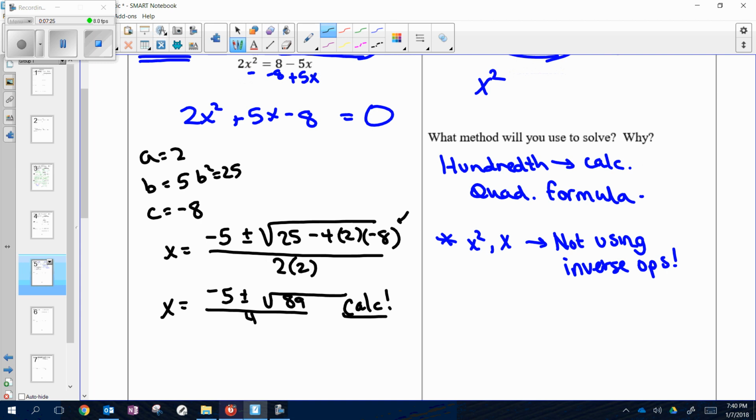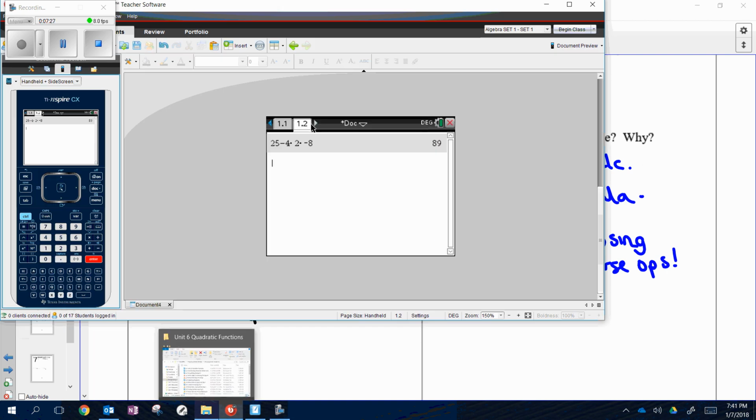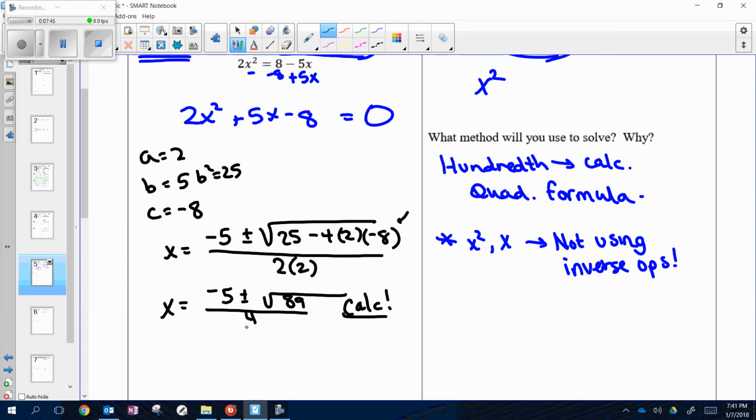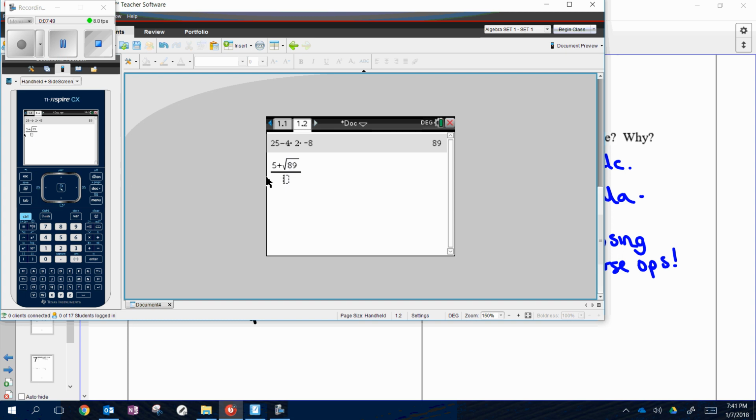So -5 plus the square root of 89 is all going to be on the top of the fraction. And on the bottom of the fraction is going to be my 4, or I could have just put 2 times 2, but I know that is a 4.